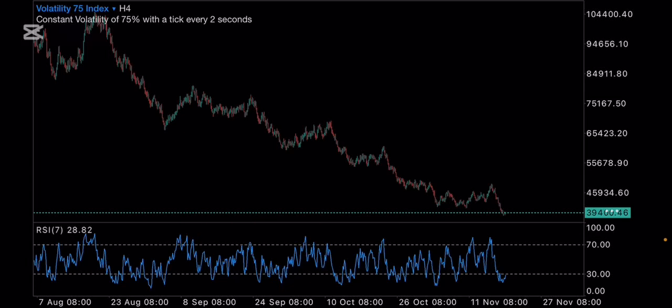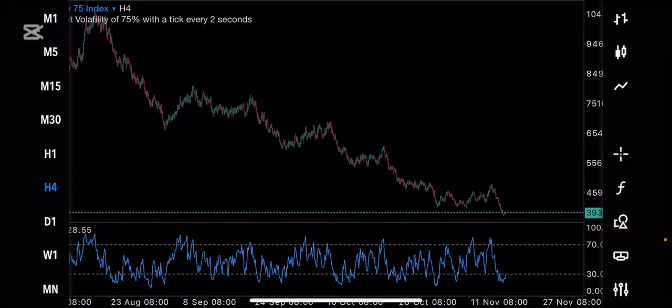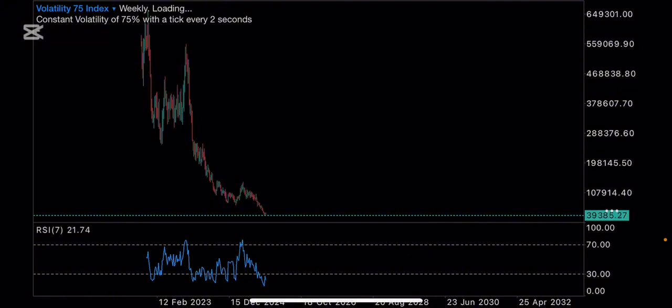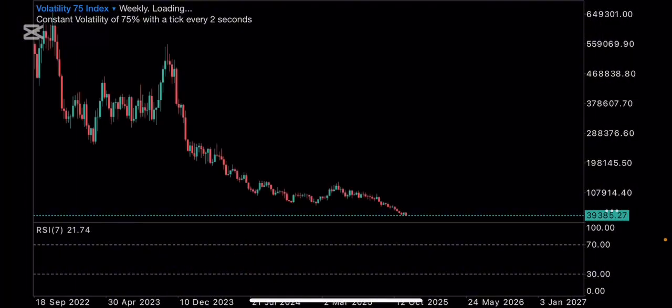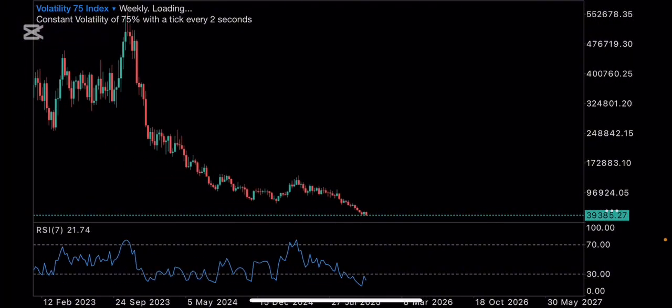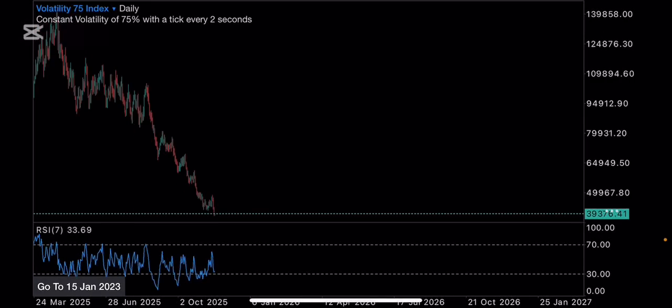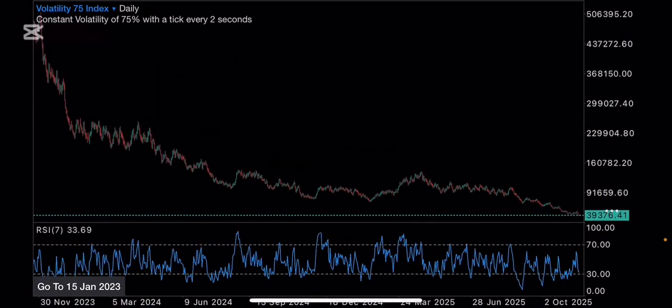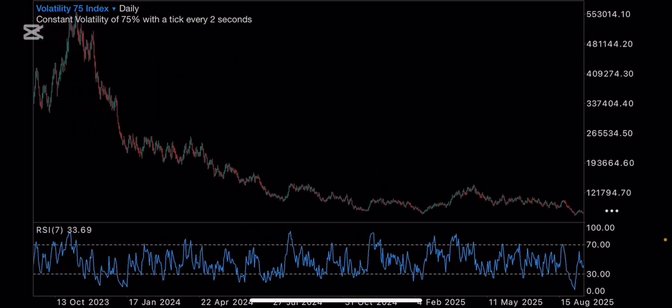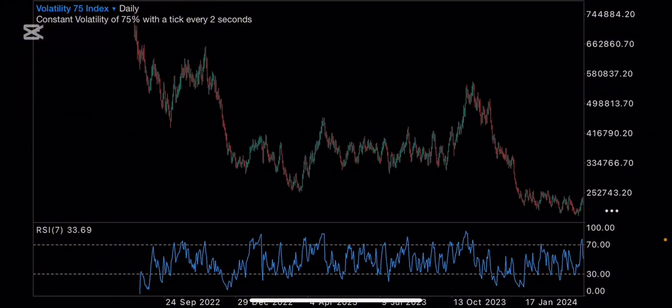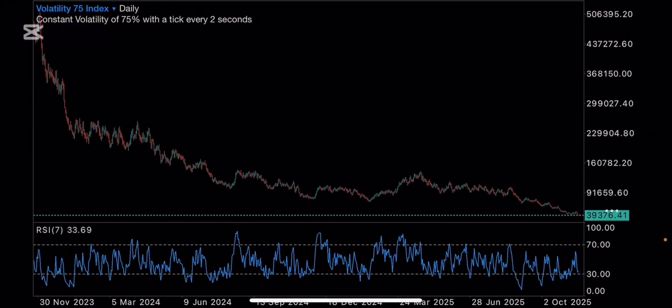So this is V75. The first thing I always say is that you want to go to the highest time frame that gives you a lot of data, right? So this is the weekly time frame. Well, let's just check the daily time frame. All right, let's see what the daily time frame is talking about. You can see what V75 has been doing for the past couple of years, because this is the daily time frame, so of course this is like years.